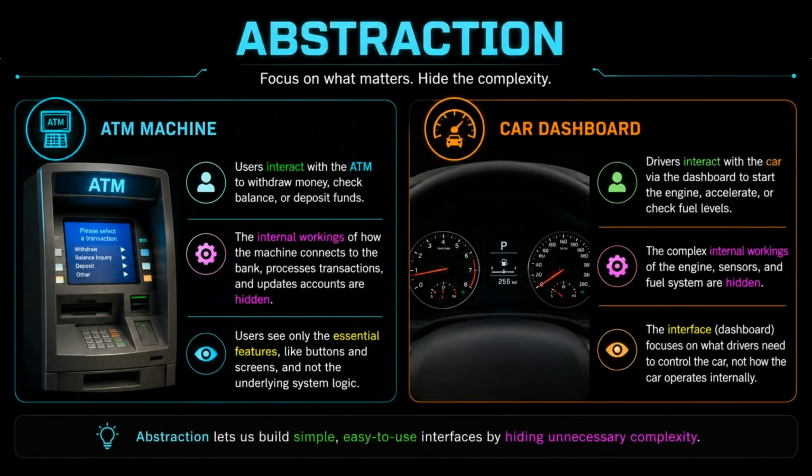Abstraction shows up constantly in everyday life. An ATM lets you withdraw money, check your balance, or deposit funds, all without ever seeing how it connects to the bank or processes transactions internally. A car dashboard lets you start the engine, accelerate, or check fuel levels, while the complex engine, sensors, and fuel system underneath stay completely hidden. In both cases, the interface shows exactly what you need to control, and nothing about how it actually works underneath.